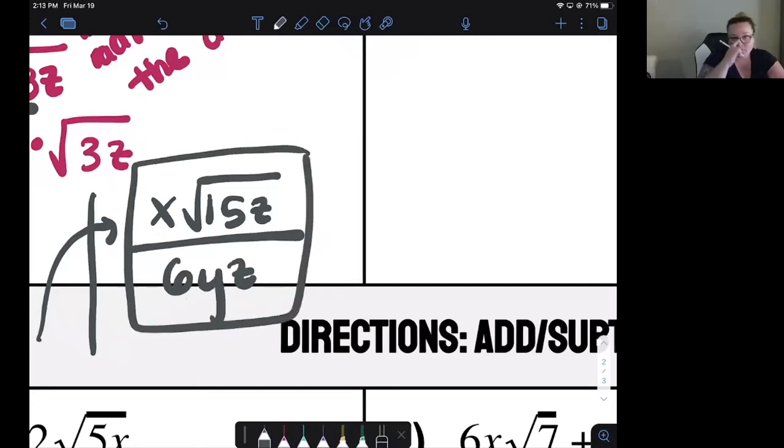And there we go. Now, some of you may be tempted to divide this z by this z and cancel them, but we can't do that because this z up here is under a radical, and this z isn't. So they're not the same thing. We can't divide them by each other like that and get 1.